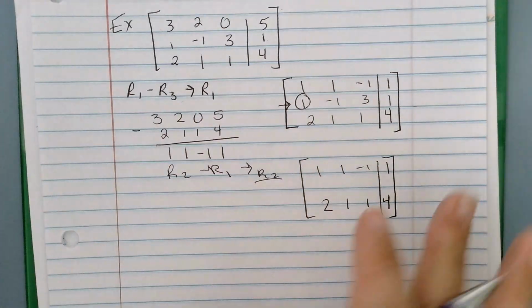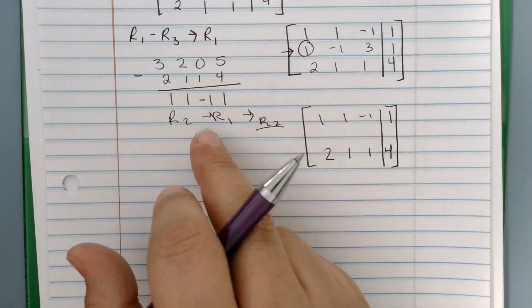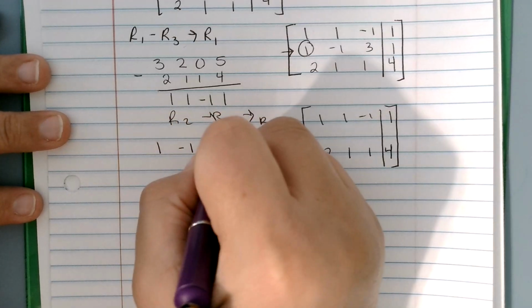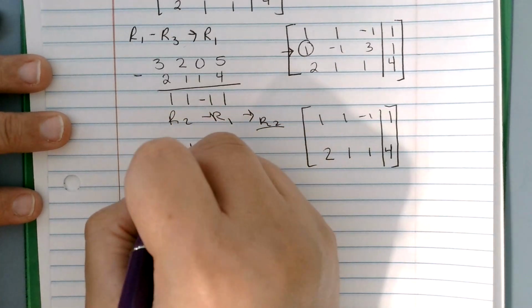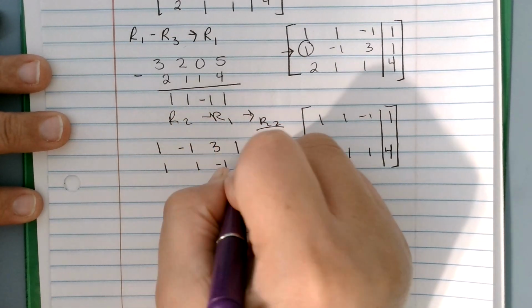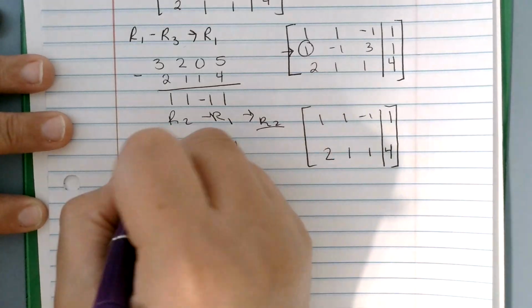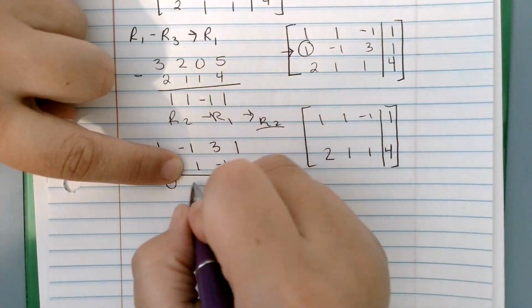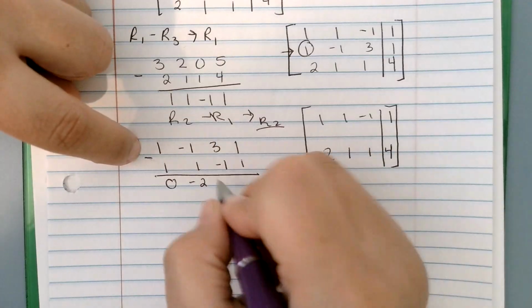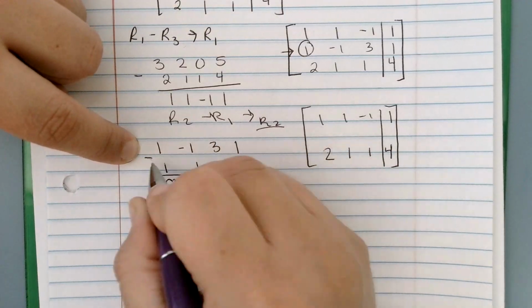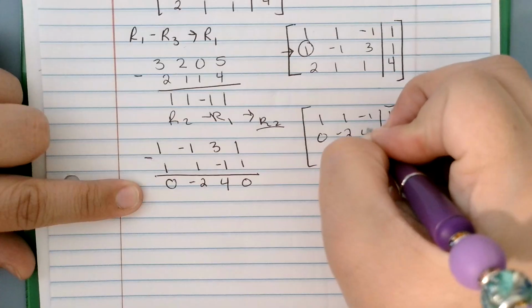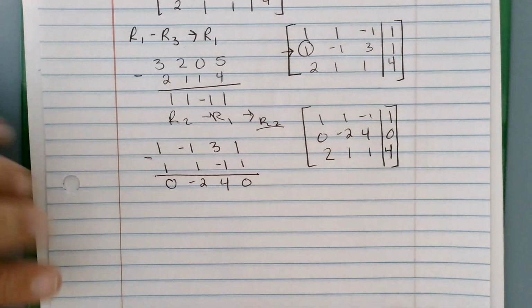So I'm just going to replace the middle one by subtracting row 1, which is 1, 1, negative 1, 1, from row 2. Just be careful here because we're subtracting. Negative 1 minus 1 is negative 2. 3 minus a negative 1 is 4. And 1 minus 1 is 0. So my new row is 0, negative 2, 4, and 0.